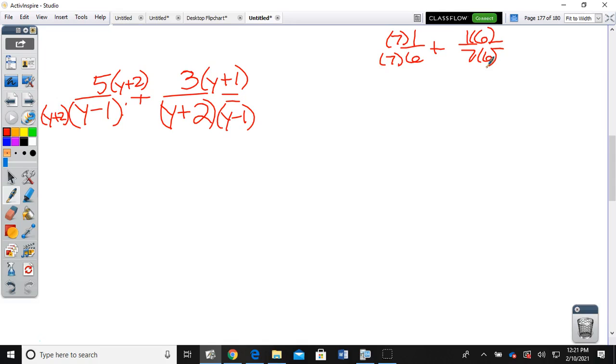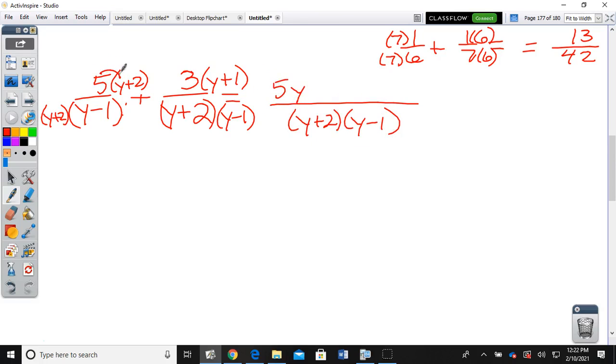Okay? And then you add that up. Like over here, if we kept going, now we have 42 on the bottom, correct? But on top, we've got 7 plus what? 6. So it'd be 13 over 42. We're going to do that here. So now on the bottom, we know we got y plus 2, y minus 1. But on top, what's 5 times y? 5y. 5 times 2 is 10. Plus 3 times y, 3y.